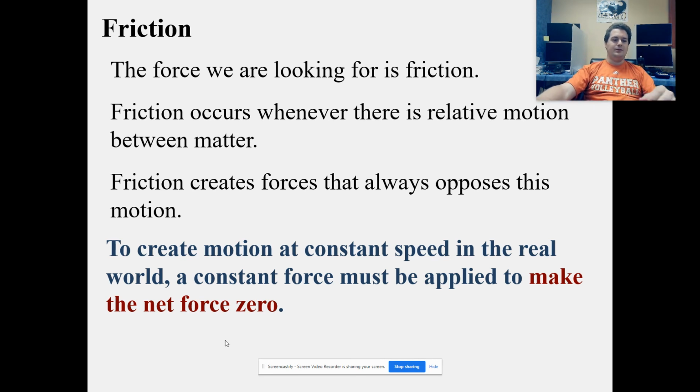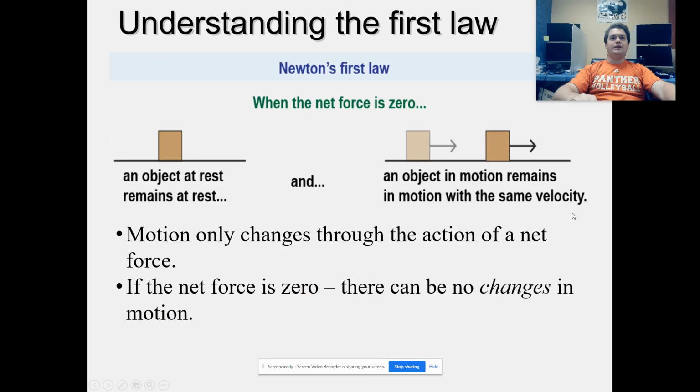All right? So that is the basics of the first law of motion. Motion only changes through the action of a net force, and if the net force is 0, there can be no changes in motion. An object at rest remains at rest, an object in motion remains in motion with the same velocity and direction.